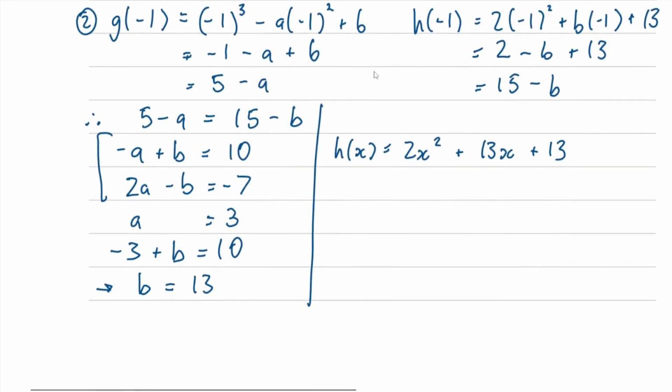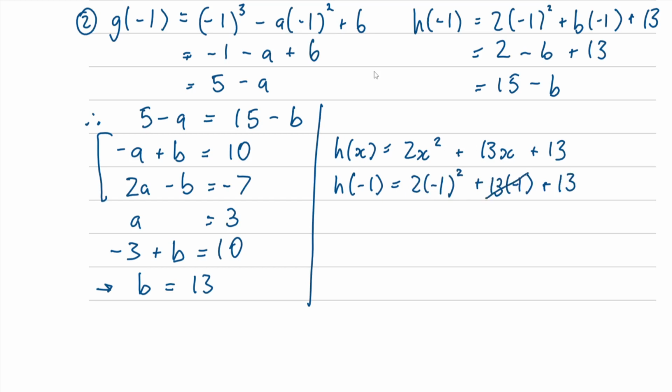And now we know that they intersect when x is negative 1, so we'll substitute negative 1 in for x. So minus 13 plus 13 cancels. Negative 1 squared is positive 1 times 2. It's positive 2. Therefore, the point of intersection is at x is negative 1, y is 2.